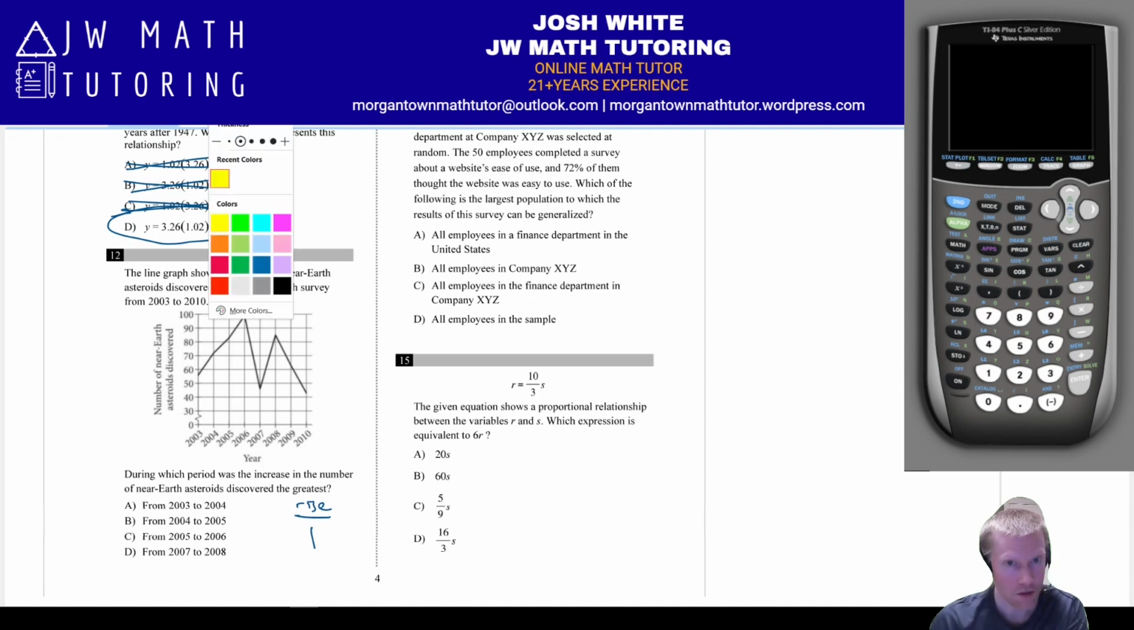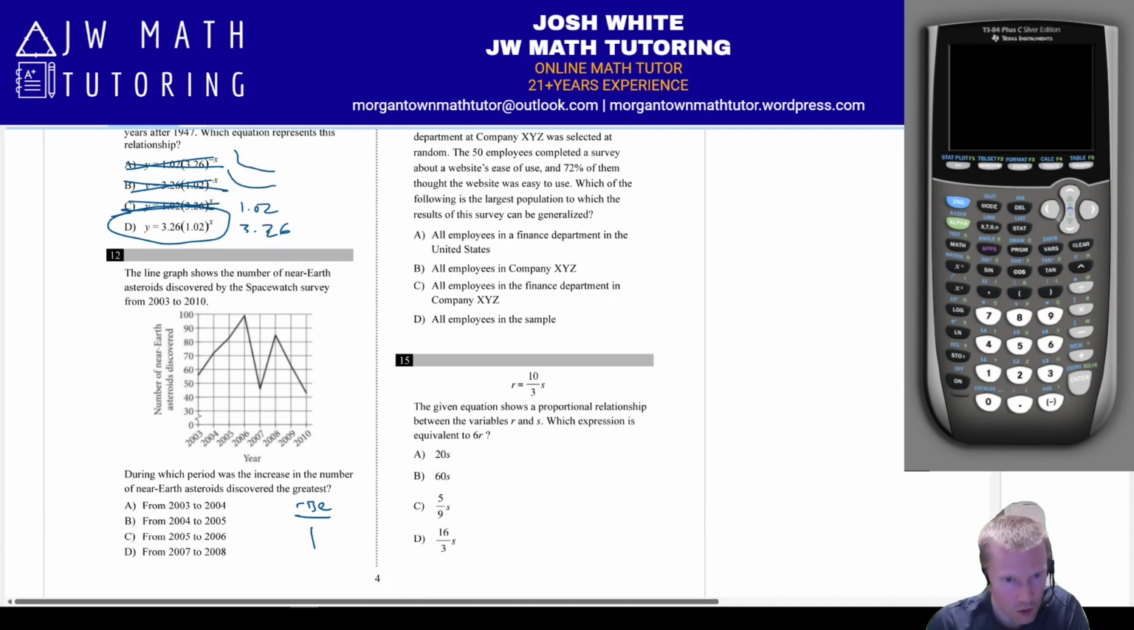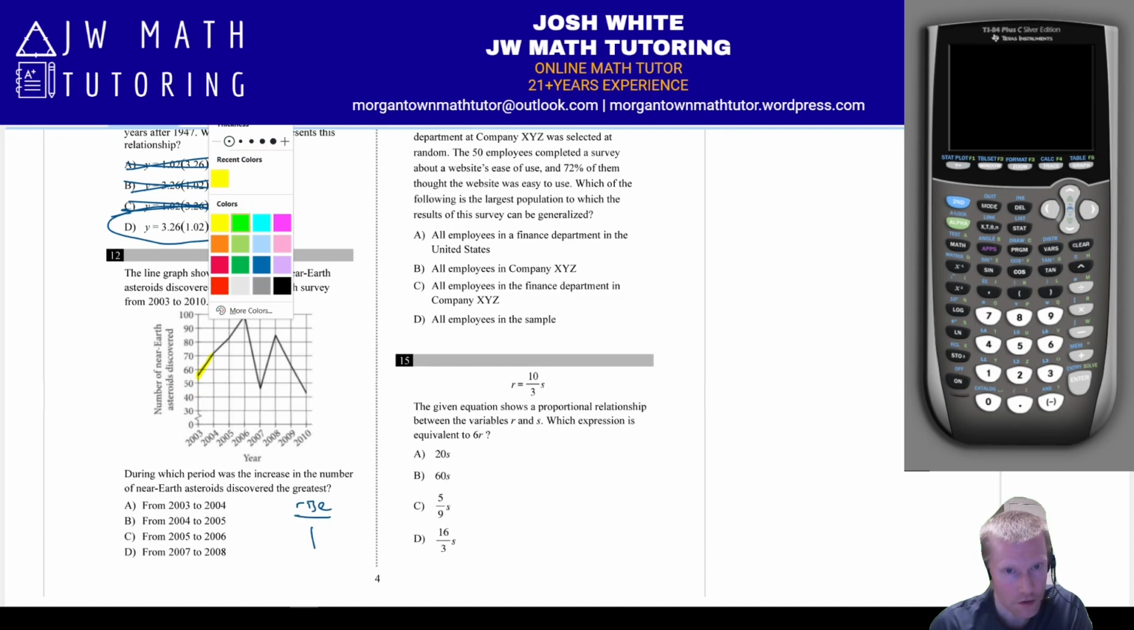So you're basically looking at '03 to '04, which would be from here to here. You're looking at '04 to '05. Just turn to a different color.